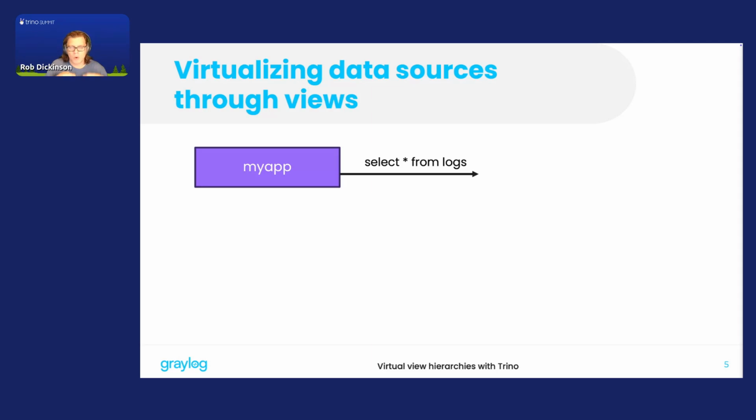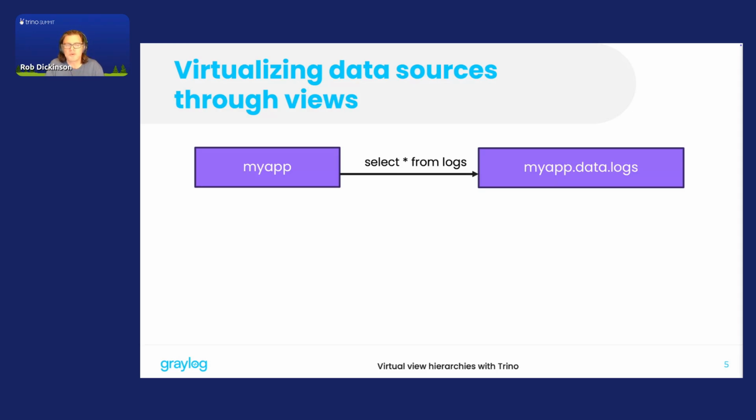I want to be able to go and query some log data. So what I want to do from the client perspective here is I want to be able to say select star from logs, and I'm going to have an object, a catalog on the back end in Trino that is going to provide that data for this application. And we just made this up here that it's a My App catalog because again we want these virtual views to reflect the application, not the physical infrastructure.